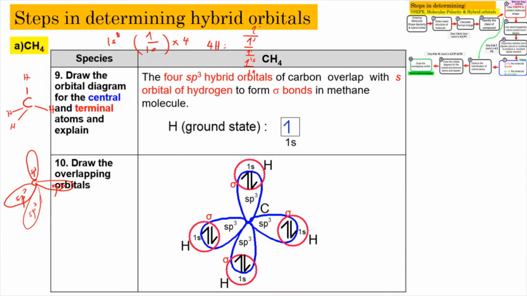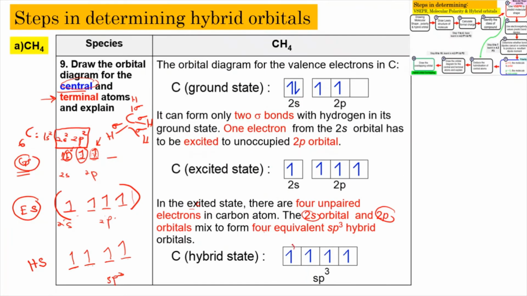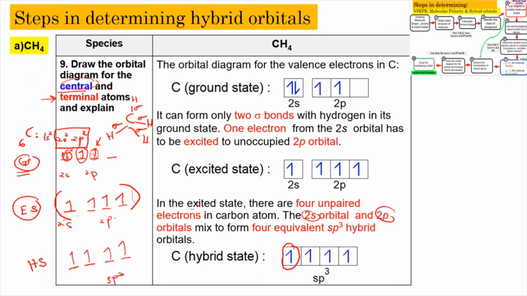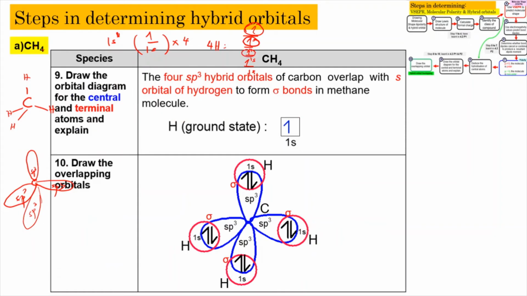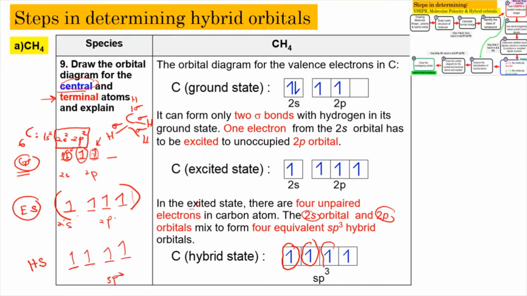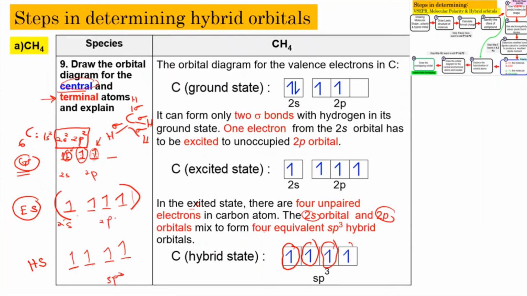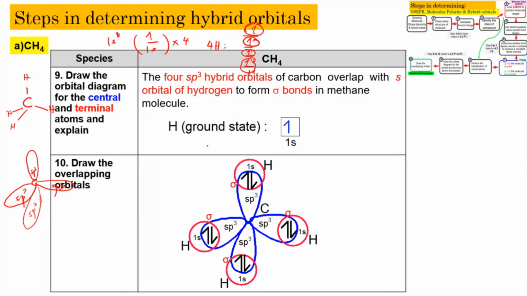Okay, and one electron from the hydrogen can overlap with one of these. Similarly, this will overlap with this in order to form a sigma bond. This will overlap with this in order to form a sigma bond, and then this will overlap with this in order to produce the fourth sigma bond. Okay, and that is why we need to use the orbital diagram.